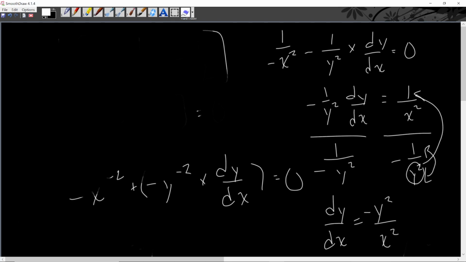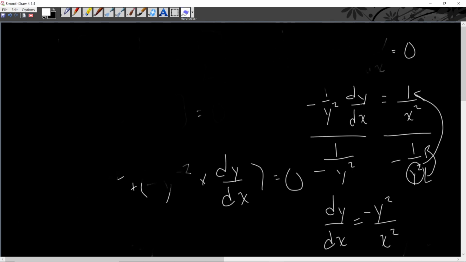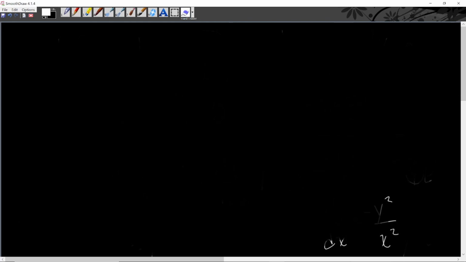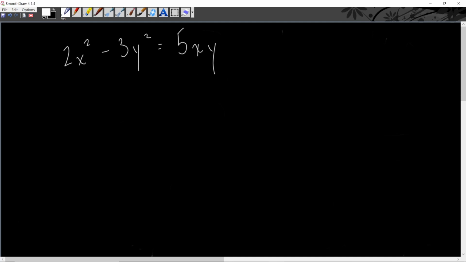Ooh, okay. This one's interesting. This one's kind of like what I think was our second example problem. It's going to be an interesting one. You are given a point and you're trying to find dy dx at that specific point. So our equation is 2x squared minus 3y squared is equal to 5xy. And then we are going to find dy dx at 2, negative 4. So they give us the y and they give us the x, so we don't have to solve for anything. So let's do this derivative.